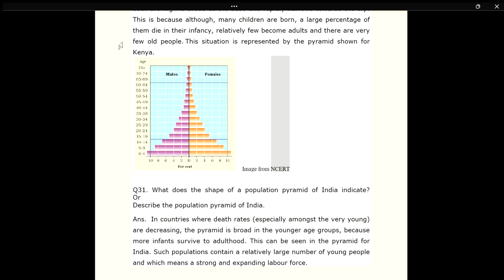Image from NCERT. Q31. What does the shape of the population pyramid of India indicate? Or, describe the population pyramid of India. Ans. In countries where death rates, especially amongst the very young, are decreasing, the pyramid is broad in the younger age groups, because more infants survive to adulthood. This can be seen in the pyramid for India. Such populations contain a relatively large number of young people, which means a strong and expanding labor force.